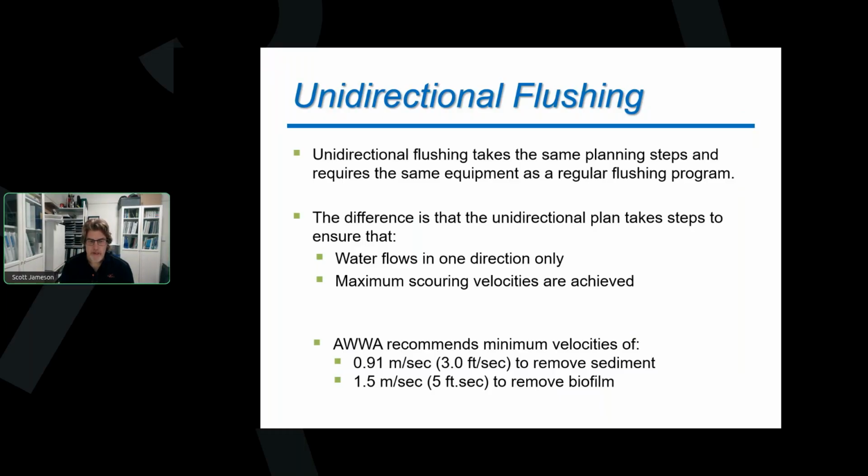And then if we want to try to remove biofilms or slimes off of the sides of the pipe, we are going to try to get up to at least 5 feet per second or 1.5 meters per second of velocity inside of the pipe. So overall, we're going to always try to achieve that higher velocity, right? We're going to really target that 5 feet per second. If we can't make it there, hopefully we can at least get over that 3 feet per second with our flushing program. And we'll show later on how we're able to measure that.